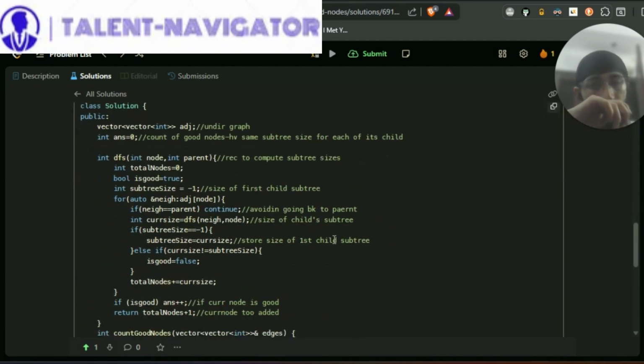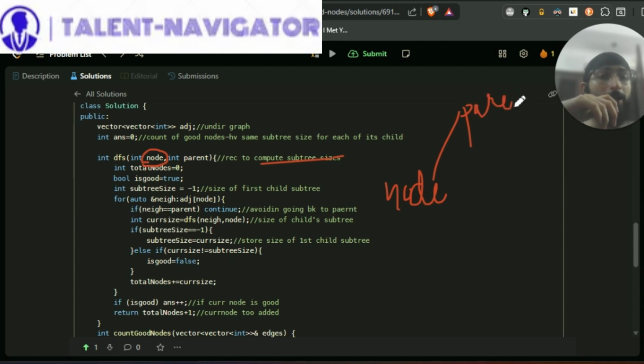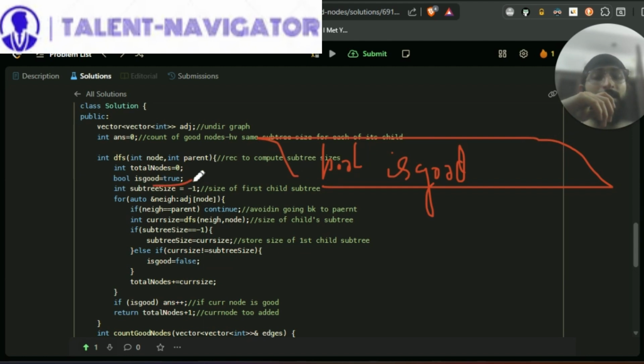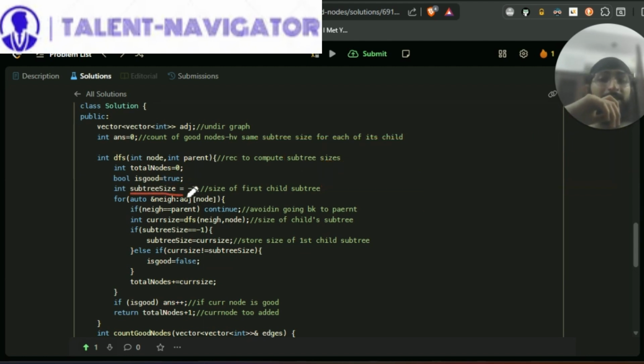DFS is the recursive function to compute the subtree sizes for a particular node. So we have a node and its corresponding parent, the parent from which it was reached. We assign total nodes as 0 initially, and we keep a flag that tells us whether the node is good or not. That is a boolean, the is good variable, which we set initially to true. And we store subtree size as -1, which is the size of the first child's subtree. This is an arbitrary negative value, you can choose any other.